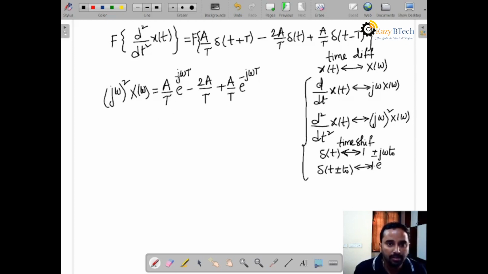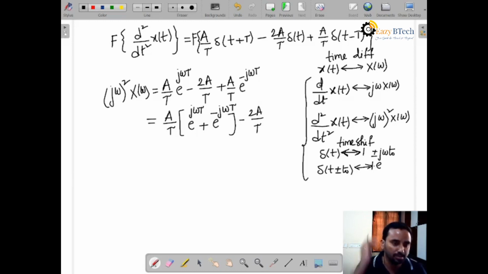So here we have e to the power j omega tau and e to the power minus j omega tau, each with a by tau. We can take a by tau common. Then e to the power j omega tau plus e to the power minus j omega tau, minus 2a by tau, okay. And on the left side we have j omega square; j square will become minus 1 and omega square, so it will be minus omega square into X of omega.